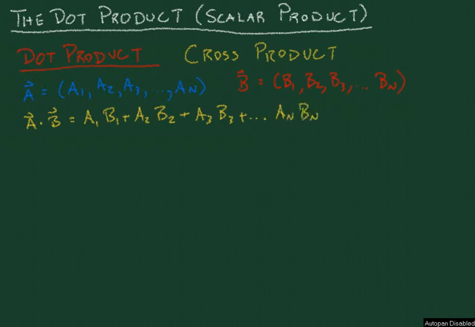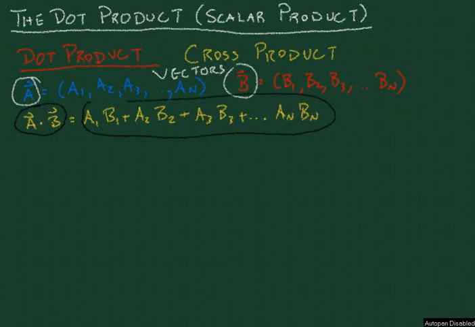But now let's notice something. Remember, A and B are both vectors. So notice though that when we multiply A and B, the result that we get on the other side isn't a vector anymore. It's a scalar. So that's why another name for the dot product is the scalar product, because we're taking two vectors, we're multiplying them, and we're getting something that's a scalar.